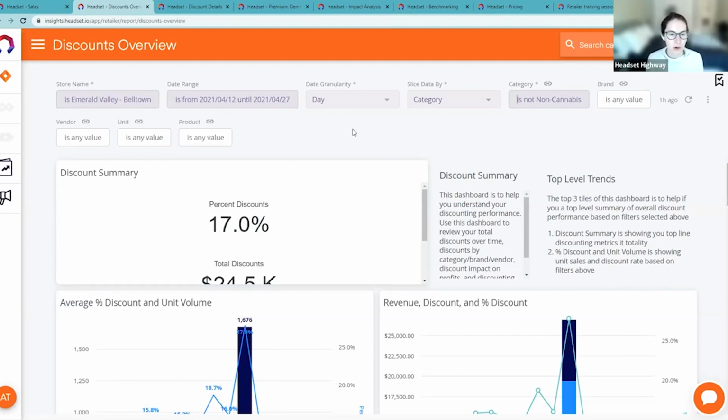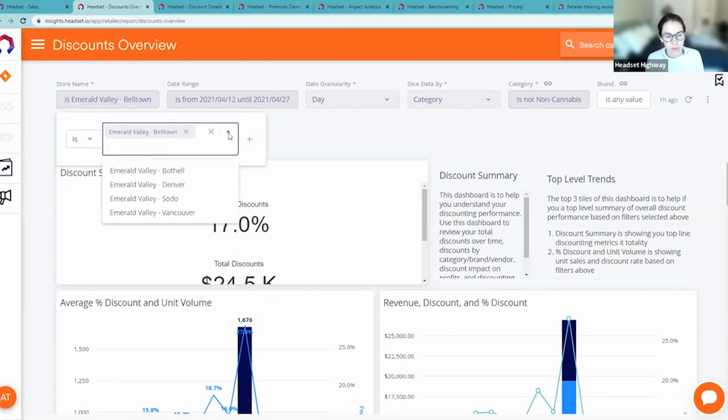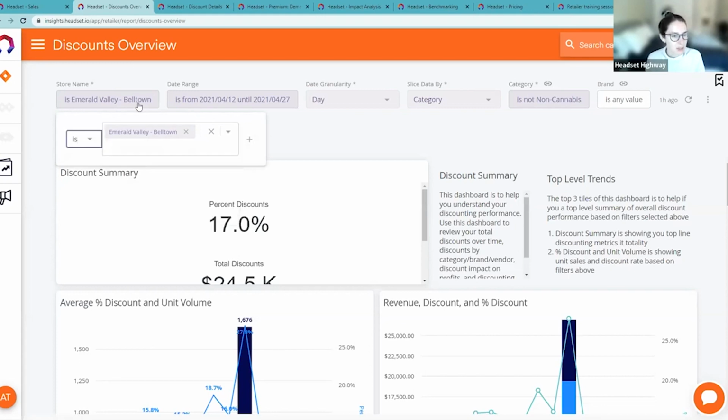That's what we use it for, to be able to determine how our discounts did, if they actually brought in revenue, if they brought in profit, or if we lost profit because of our discounting strategy. So that's just a little bit of an overview about this particular dashboard. With the store name, you can select a specific store at your dispensary, or you can look at all of them. For this example today, I'm going to choose Belltown here.